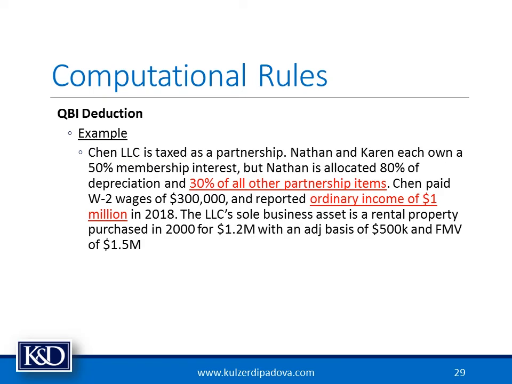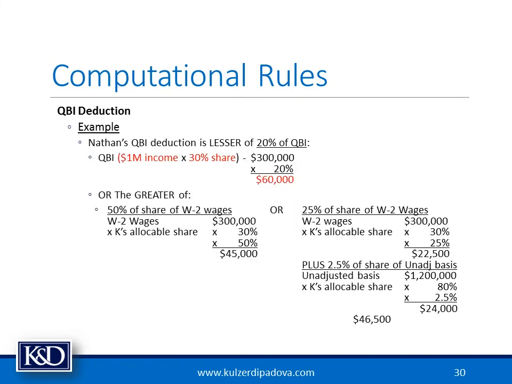So what you need to know to calculate 20% of QBI for a partnership is what is the income of the partnership and what income interest does the partner have. So in this case, the LLC had income of $1 million, and Nathan had a 30% interest in other partnership items, including income. So for the first part of the computation, you just take $1 million times 30%, which gets you to $300,000. So 20% of that is $60,000. All right, that's with no limitations. Other limitations would be his QBI deduction.